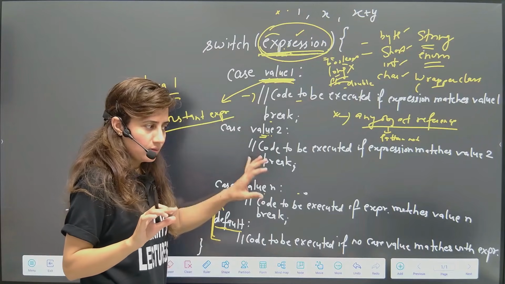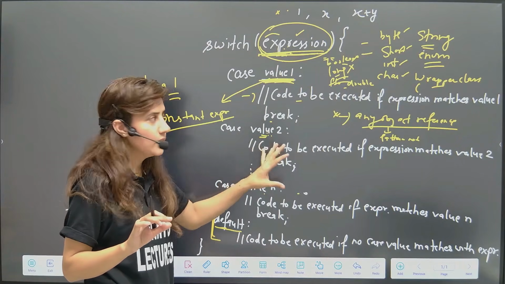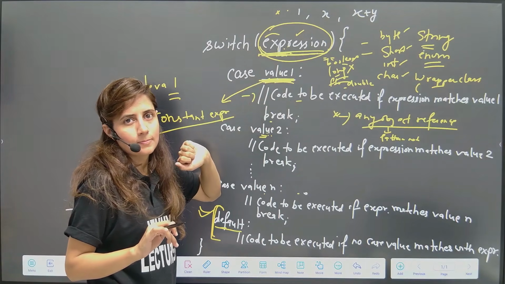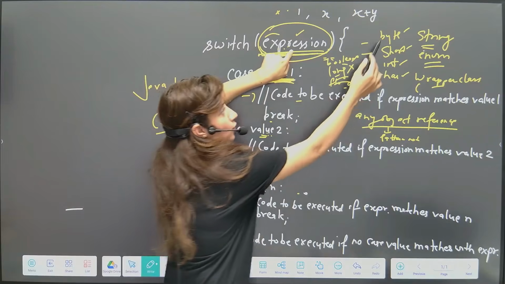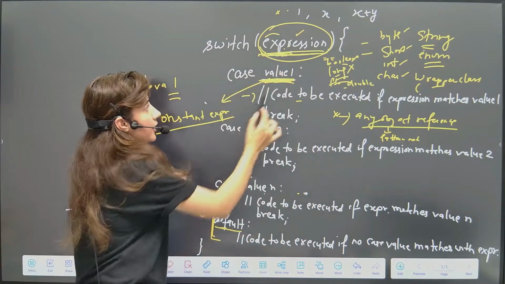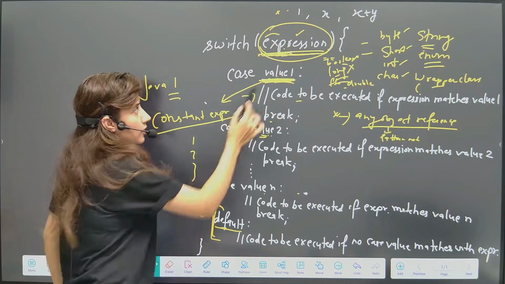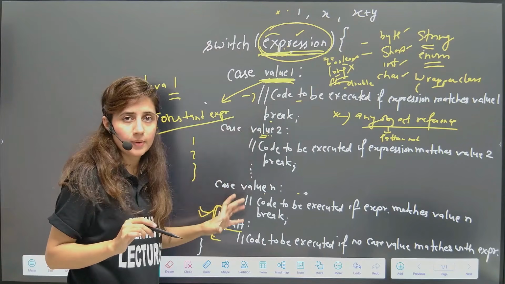Constant expression in the context of switch, basically. Either you cannot use a variable here, or you can take any variable, but that variable should be of these types. Here you cannot write down any variable. Either you use these 1, 2, 3, 4, or you can use a string or a character, but not a variable.